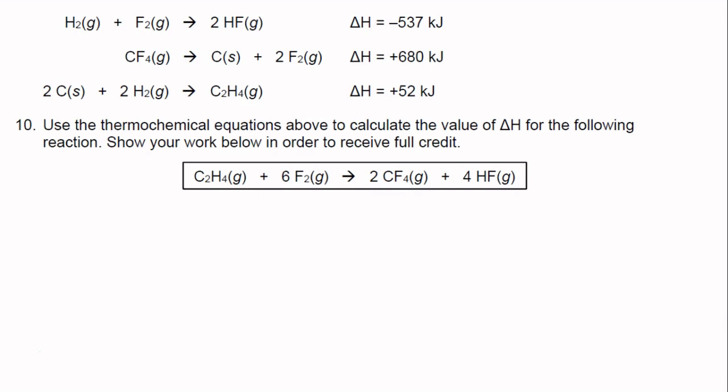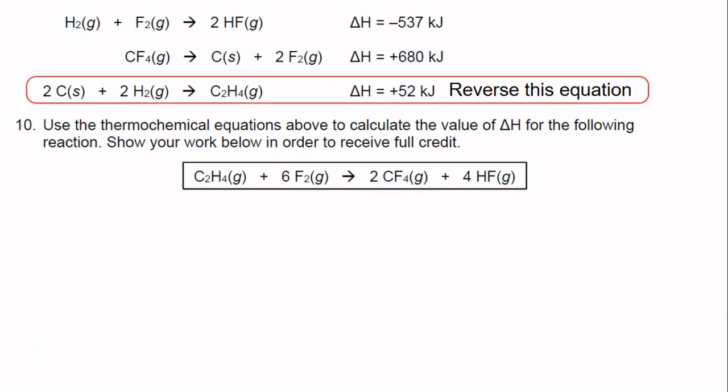The first chemical I see in our target equation is C2H4. So where is C2H4 in the equations above? Well, it's going to be in this third equation, but it's on the wrong side. So if we flip or reverse this equation, I can get 1 mole of C2H4 on the left. As a result of reversing the equation, now the delta H becomes negative 52 kilojoules.